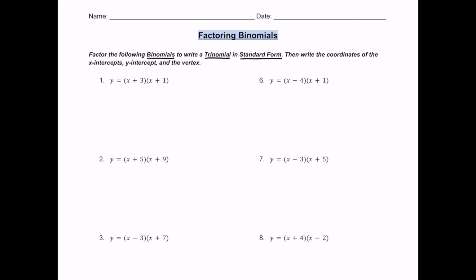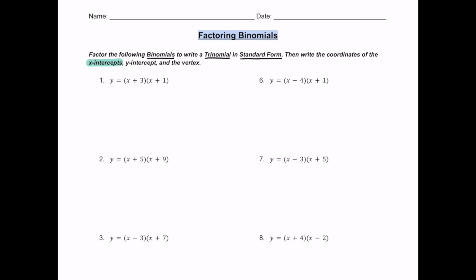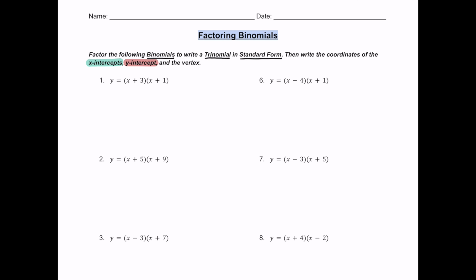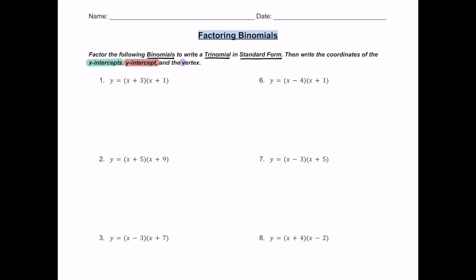One of the first things we're going to do is find the x-intercept. I'm going to put that in green here. That's basically where the graph is going to be crossing the x-axis. Following that, we're going to find the y-intercept, and that's where the graph crosses the y-axis. And then finally, we're going to find the vertex, or the highest or lowest point of a quadratic. In this case, I think in all these examples, it's going to be the minimum, or the lowest point.